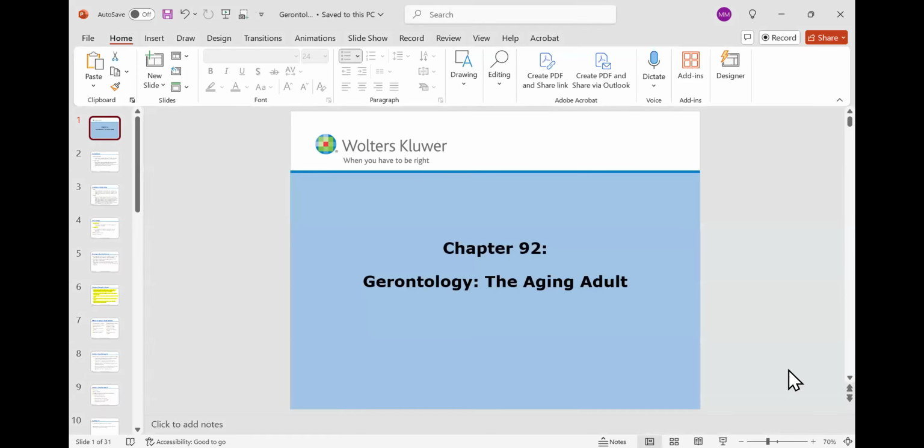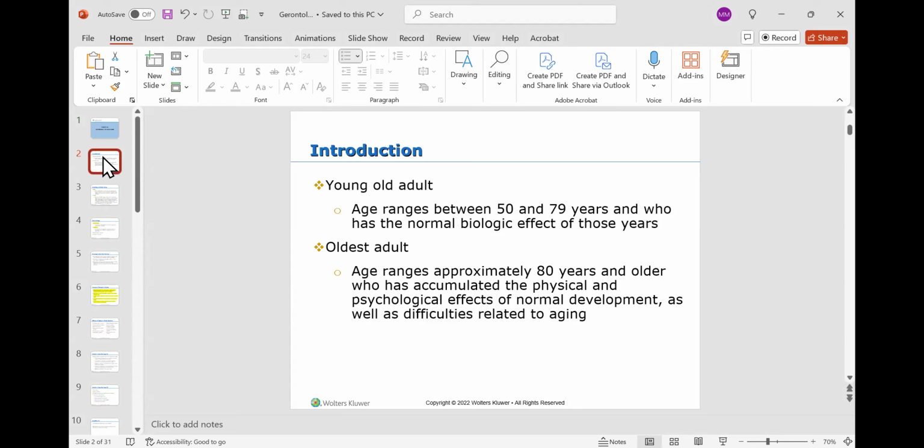So here's our PowerPoint on gerontology, the aging adult. All right, so they differentiate between a young old adult and an oldest adult. So a young old adult is somebody who is between 50 and 79 years old and has what they call the normal biologic effect of those years. I hate the word normal because it's a very ambiguous word. Normal to you, normal to me. Normal doesn't always mean the same thing. But there are some things in general terms that happen to everybody with age. So we'll talk about those.